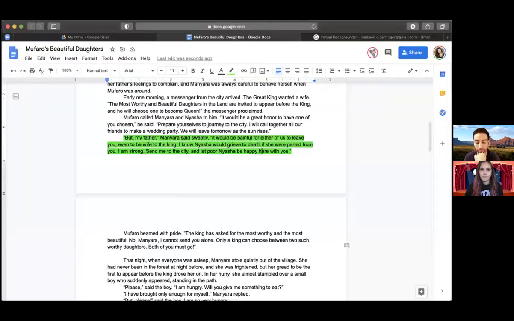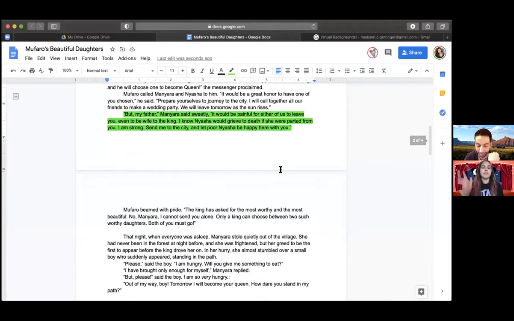So I'm going to share my screen. Mufaro's beautiful daughters. All right, here we go. So let's remember that Manyara and Niasha are Mufaro's beautiful daughters. They're sisters. And Manyara is not a nice gal. She is not nice at all. They have been invited to go meet the king to see which one he would like to be queen. And Manyara really wants to go alone because she's worried that Niasha will be picked and Manyara will not be picked.